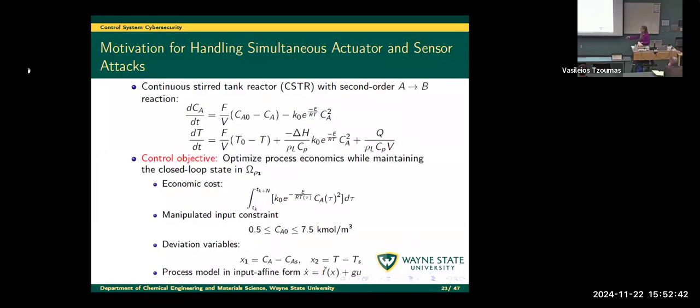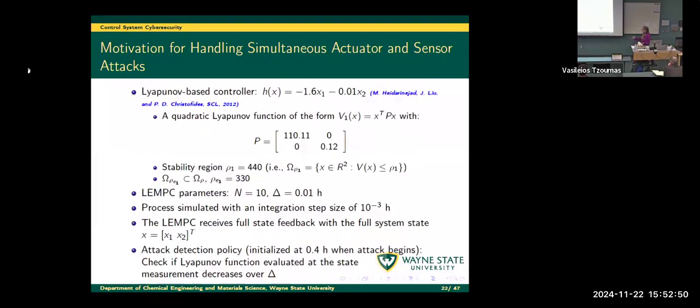And we'll have this manipulated input constraint that our input is the reactant concentration in our feed, and it has to be within these bounds. And from that, we'll design a Lyapunov-based controller and our stability region so that we can design our LEMPC. And then we're going to assume that the LEMPC gets a measurement of both states, the concentration of the reactant and the temperature in the reactor.